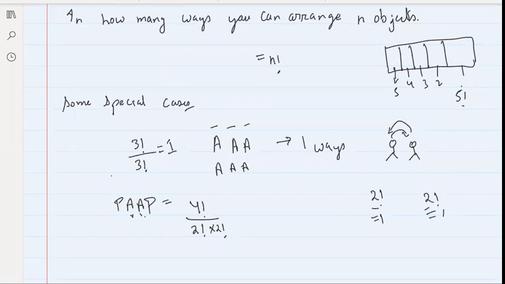Think about it. If I'm writing 4 factorial, it means I'm considering that the position of A and the position of P are also different, which is not the case. That's why I have to divide it by 2 factorial into 2 factorial. So how many ways? The answer would be 6 ways.